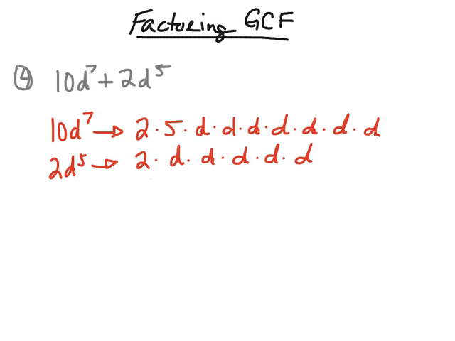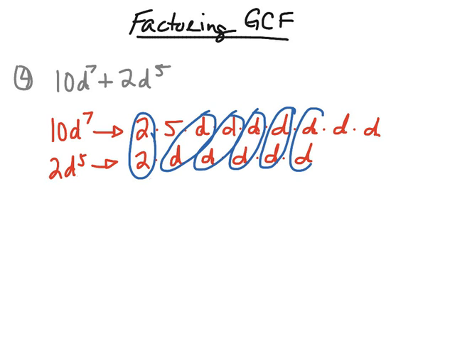Now I'm going to circle what they have in common. You'll notice they have a 2 in common. They've also got a couple of d's. Another d here, another d here, another d here, and another d here. So this is what these two terms have in common. If I multiply all of those that I've circled, 2 times d times d times d times d times d would give me a 2d to the 5th power. This again is called the GCF, the greatest common factor. That's what goes on the outside.